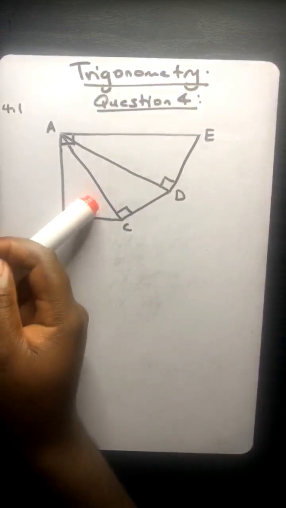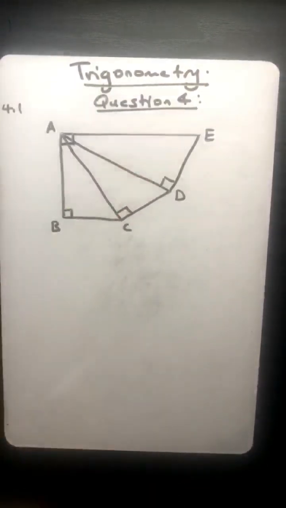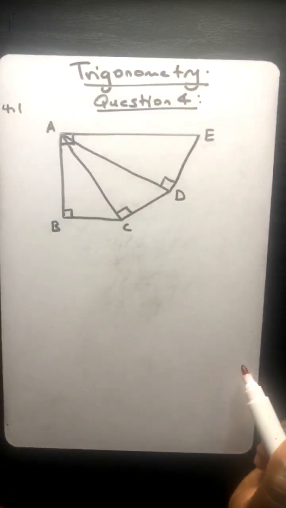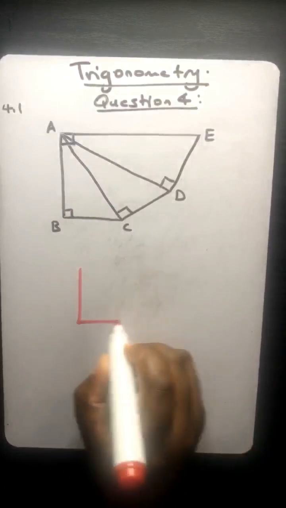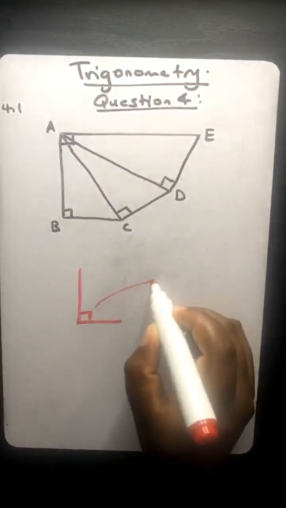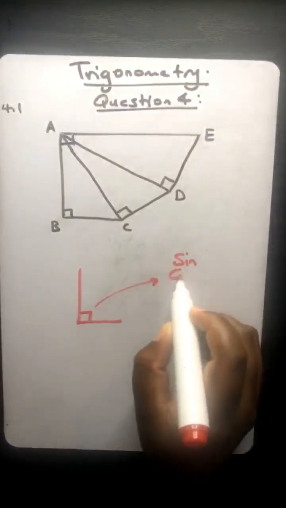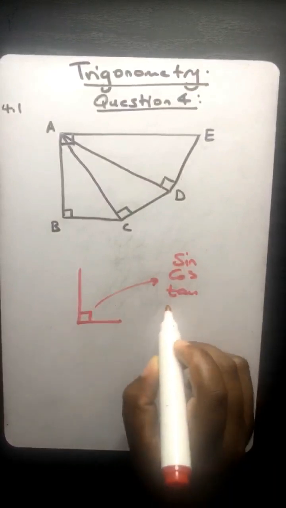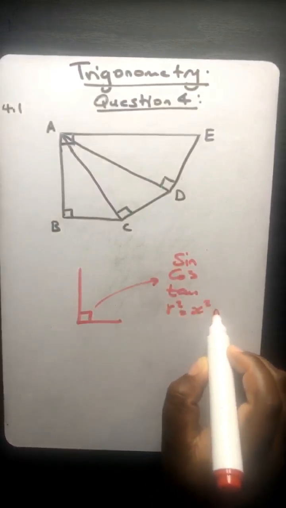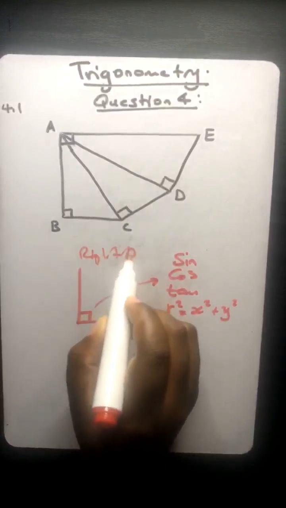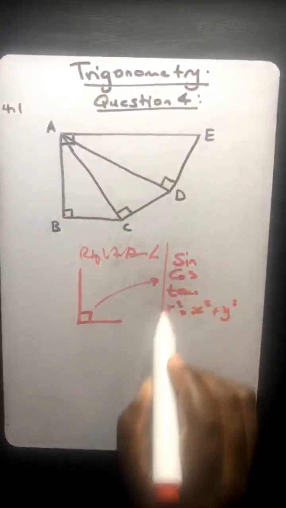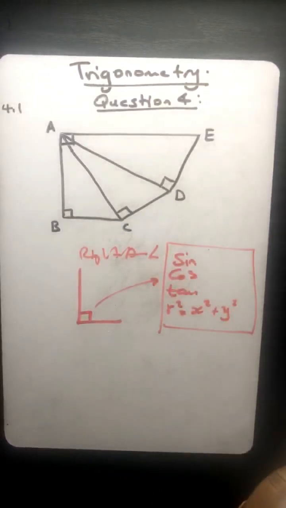Right angled triangle. I do agree with that statement. This triangle, that triangle, and that triangle are right angled triangles. How do I know? It's because I see the sign of 90 degrees. Every time you see a sign of 90 degrees, it means you are allowed to use the trigonometric ratios, which could be sine, cos, tan, and lastly, you can use the theorem of Pythagoras. So when they say a triangle is right angled, you can answer the questions using those trig ratios.